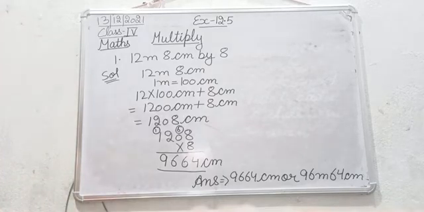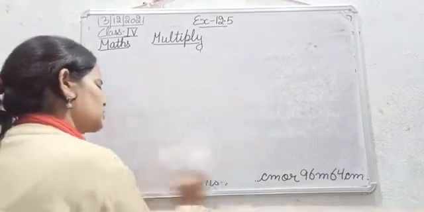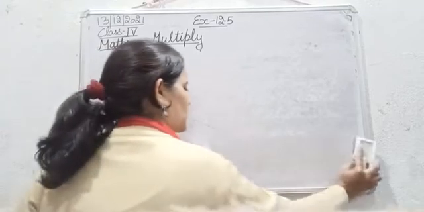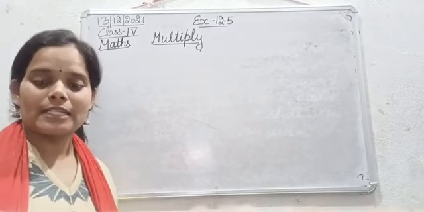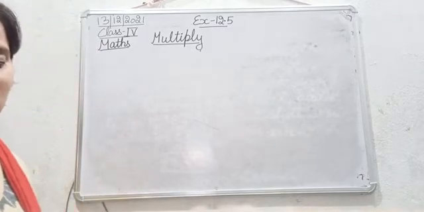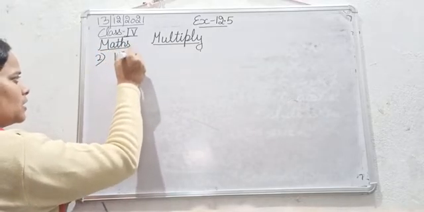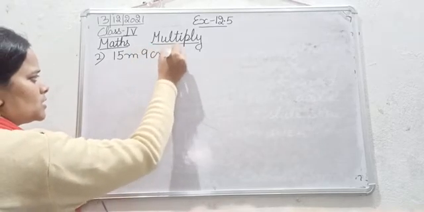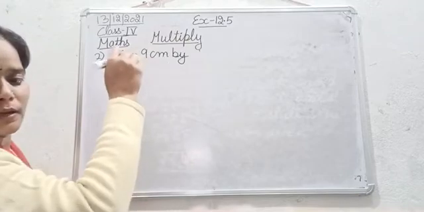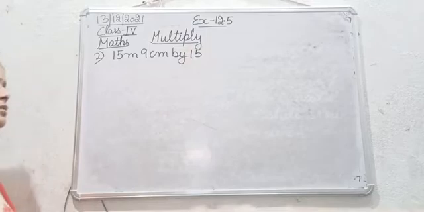Moving next to question number 2, which is also of multiplication. Multiply 15 meter 9 centimeter by 15. So let's multiply it and get the answer.